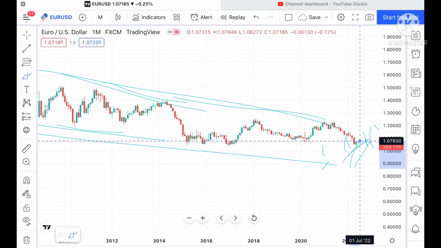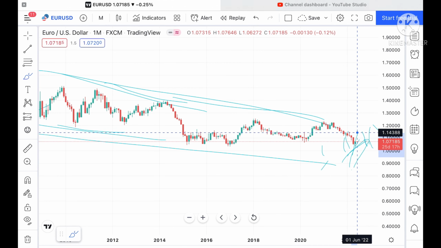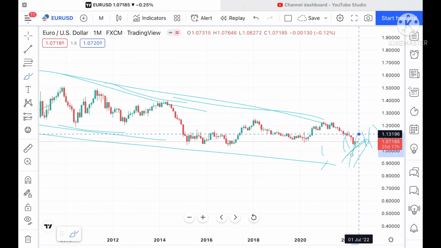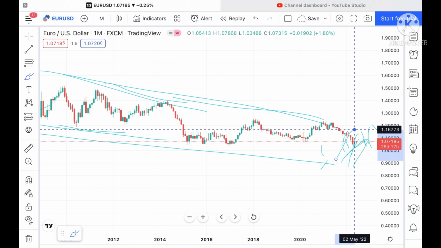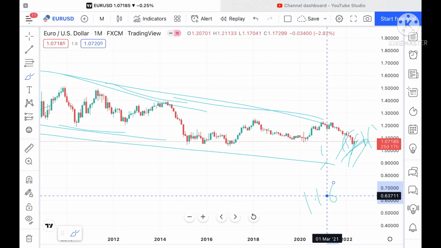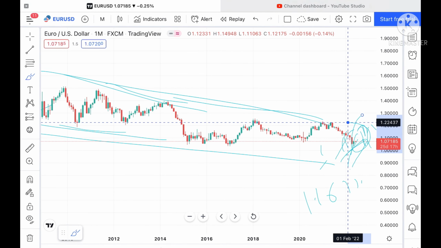Suppose if the price sustains this level, then we can see it can touch a level of 1.07830, and from there it can touch a level of 1.09022, and from there it can move towards a level of 1.13196, and from there it can move further upside towards a level of 1.16733. Okay, and then we can see it can move further upside.